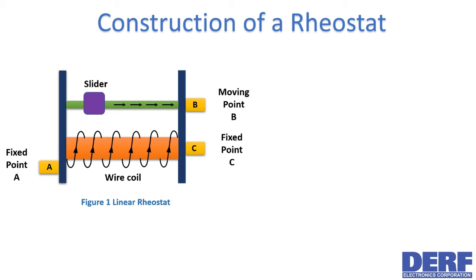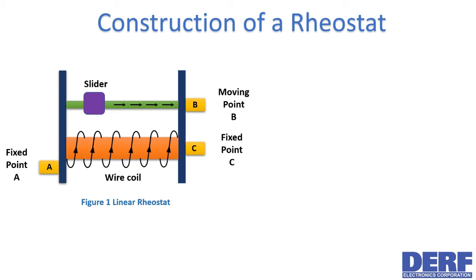Similar to a potentiometer, some rheostats can have three connection points, A, B, and C, as shown in Figure 1. But still, only two of them are used. Here, points A and C are fixed points, and point B is the moving point.